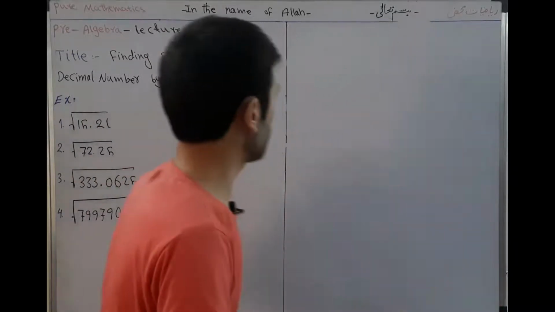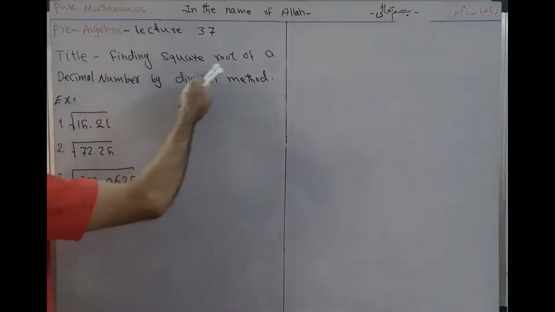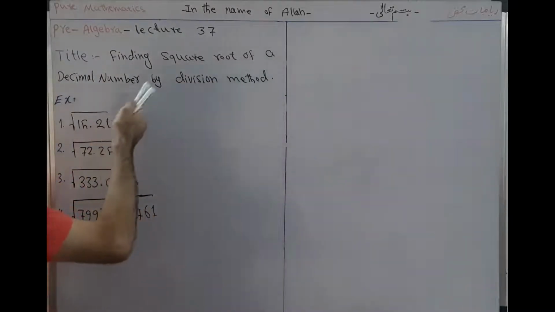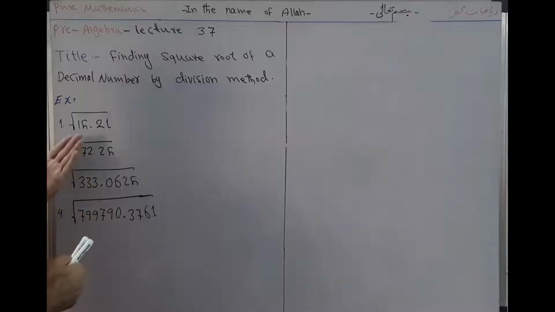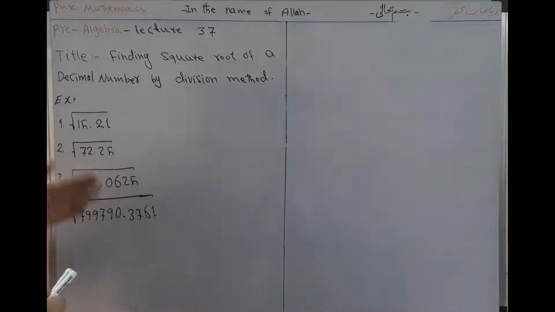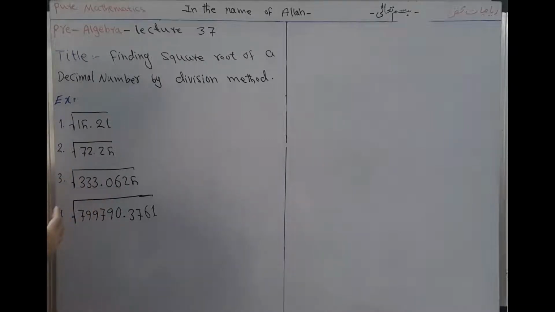In this lecture we want to teach you how to find the square root of a decimal number by the dividing method. In the previous lecture, lecture 36, we had perfect square numbers which were integers, not decimal numbers. Now we want to find the square root of decimal numbers which have perfect square roots.